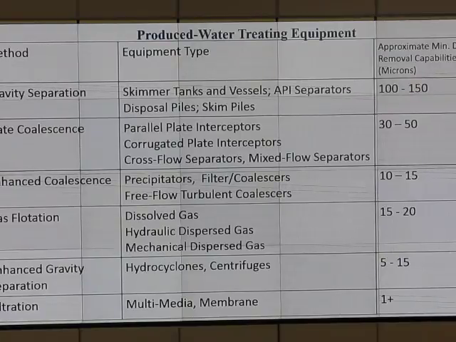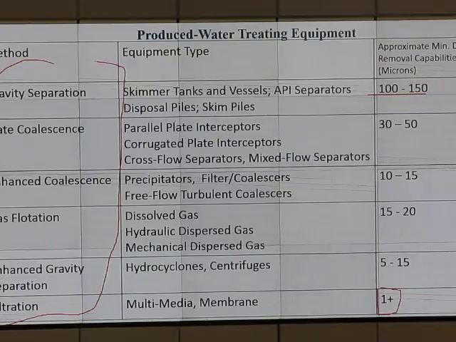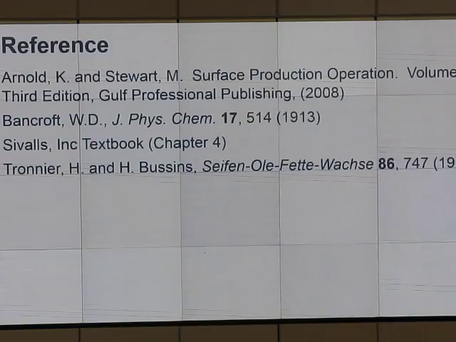Next will be the size of the droplet. We have several droplet sizes, from 100 and 150 down to 1 micron. The left side tells us what method we use for the separation. If you want to remove 1 micron plus, we use filtration. If it's 100 and above, we use gravity separation. If you want 10 micron plus, you use a mist extractor. This gives you a summary for a quick check.